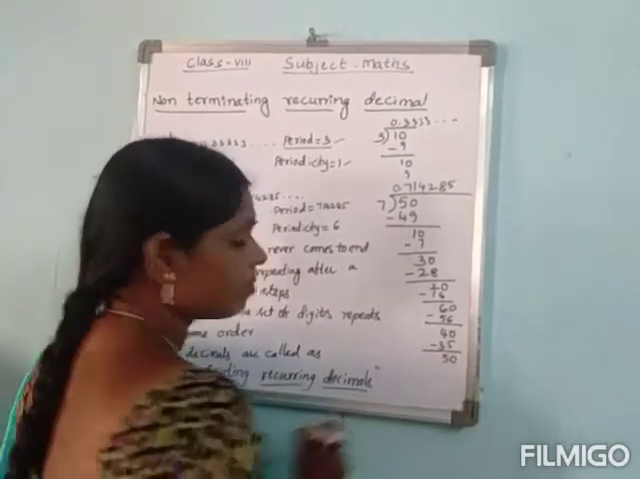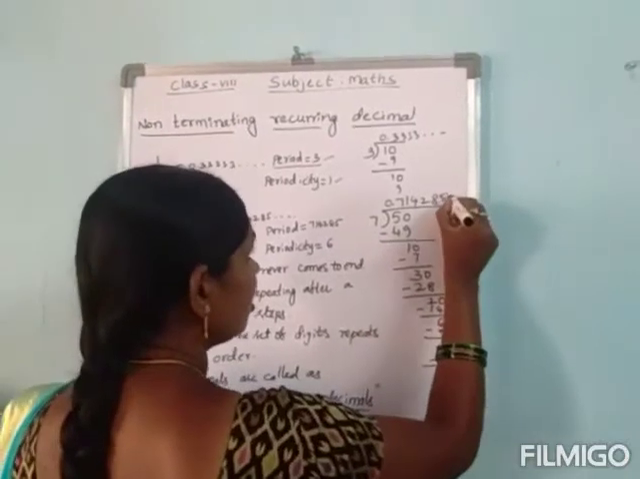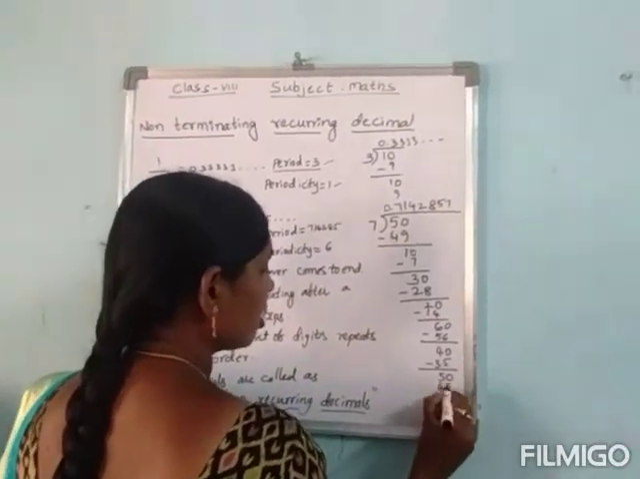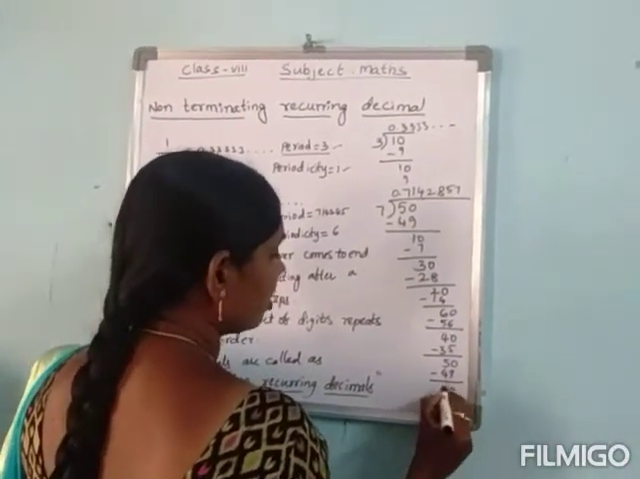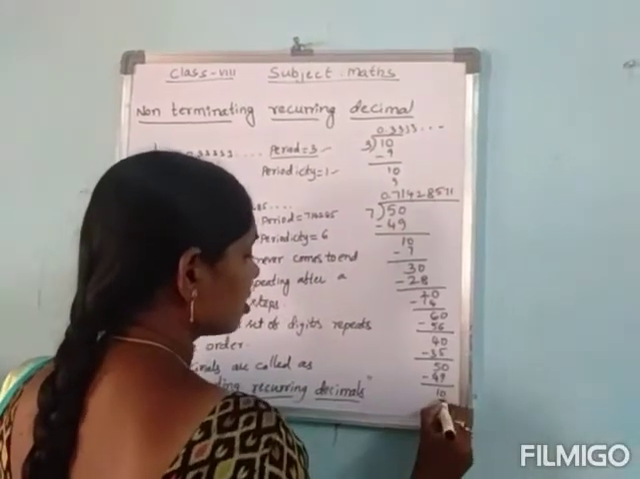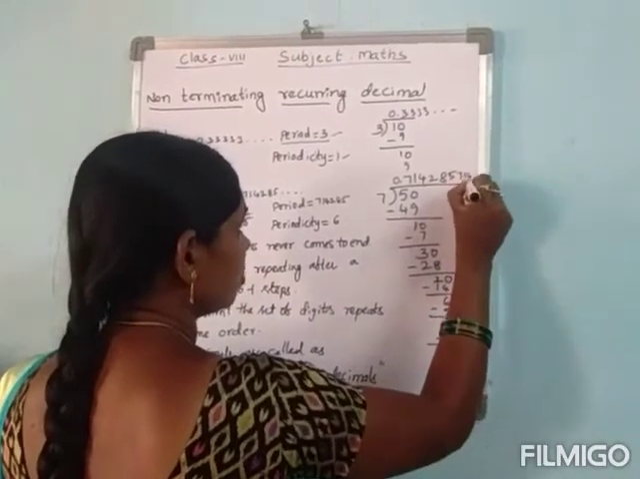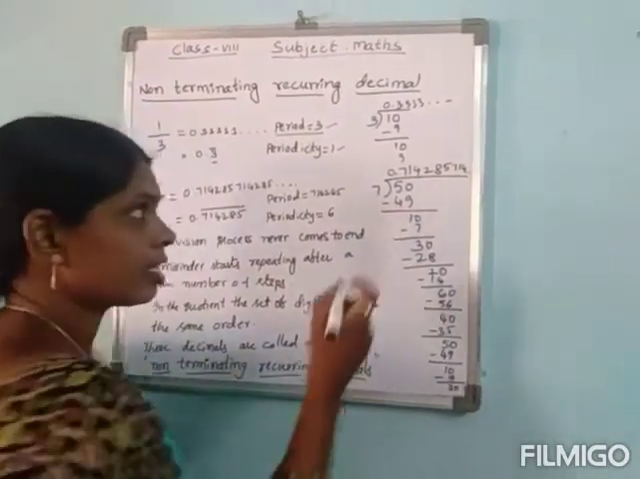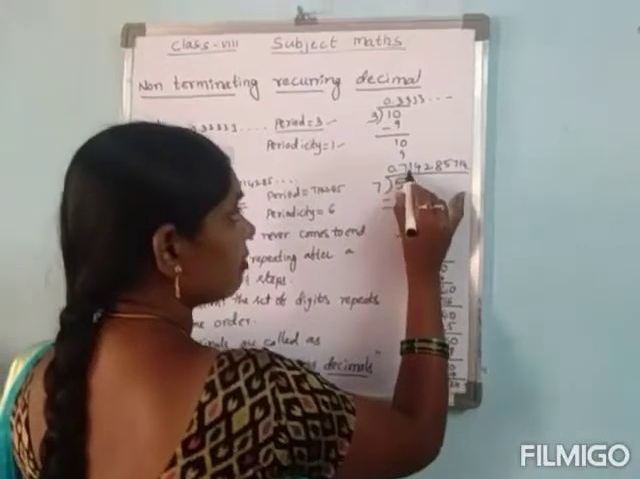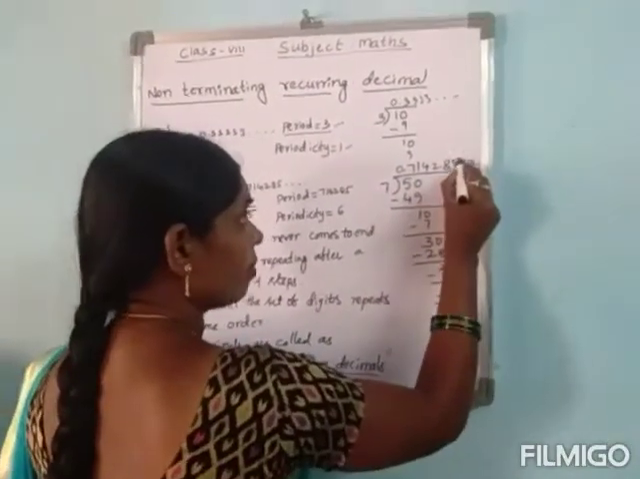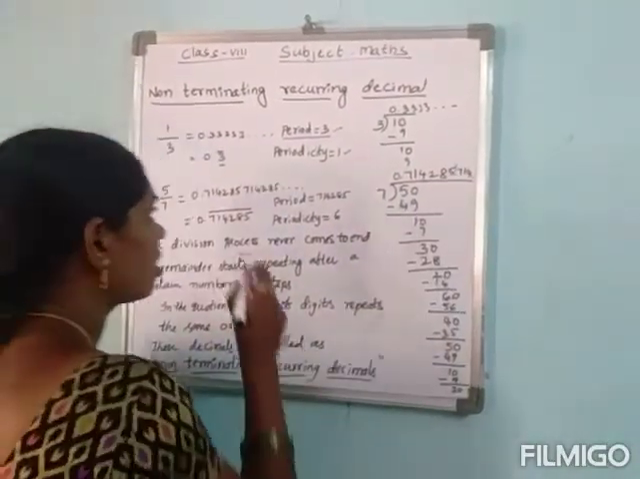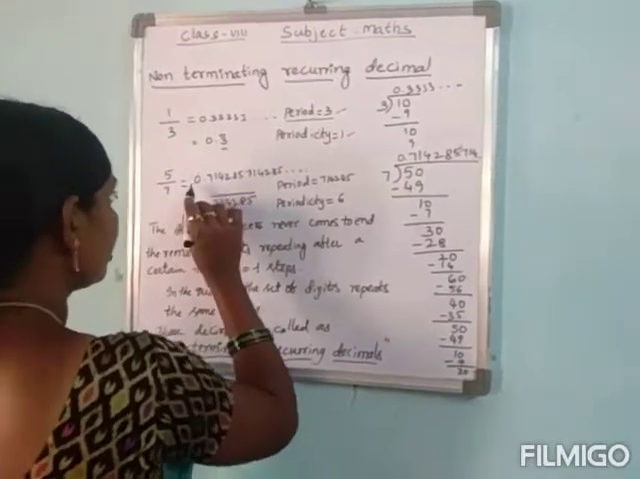Again 50. 7 sevens are 49. Again 10. 7 ones are 7. Here it is 30. Again 7 fours are 28, and so on. It does not end. So again 7, 1, 4 is repeating. Here too it is repeating again. So what is the answer we are getting here?